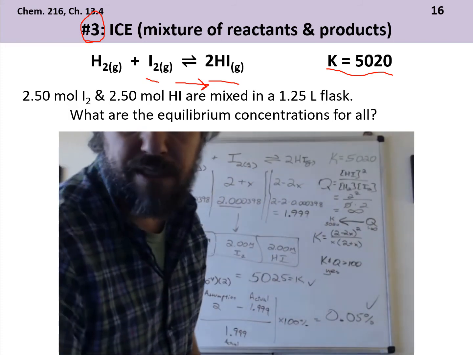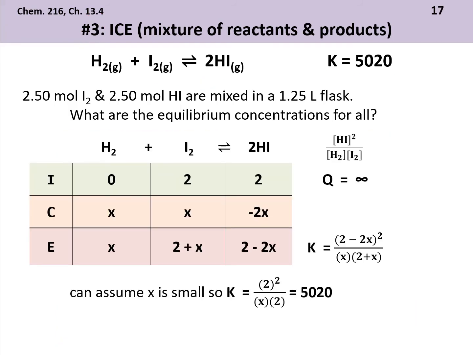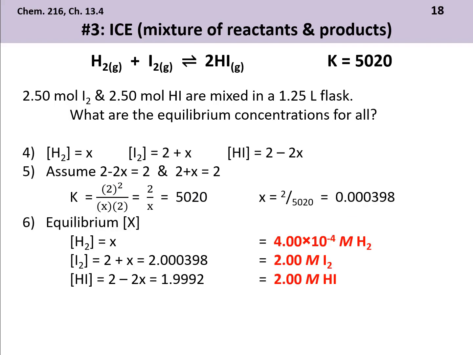Okay, let's just show this on the screen. All right, so here is what we do. We go through our steps. Remember, once we find Q, we compare it to K, and in this case, our Q is big, our K is big, so that means it shifts towards the left because Q is bigger than K. But also, because they're both greater than 100, we can assume that it is a small shift. Okay, we plug it in and we get our answers.